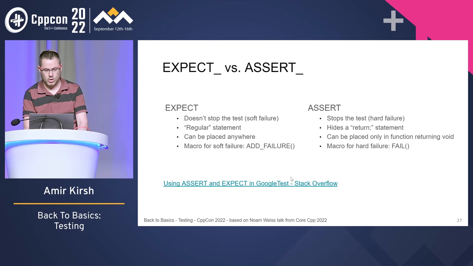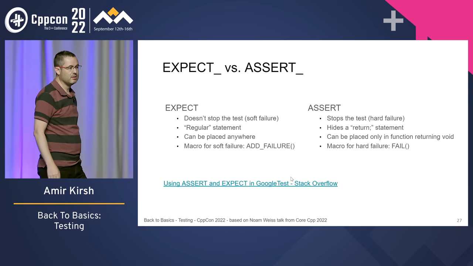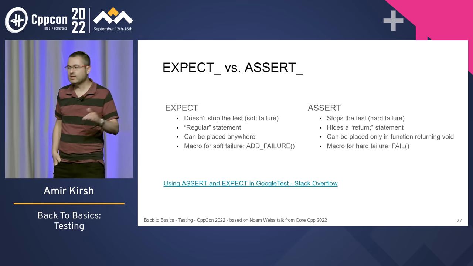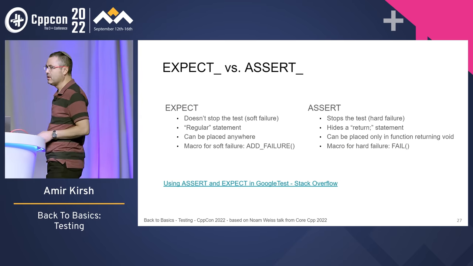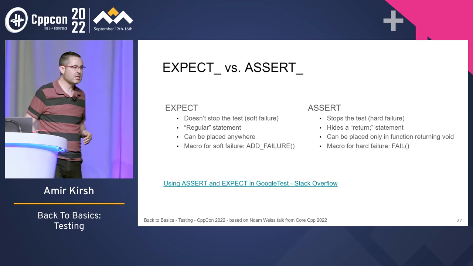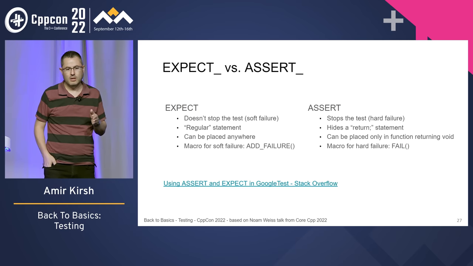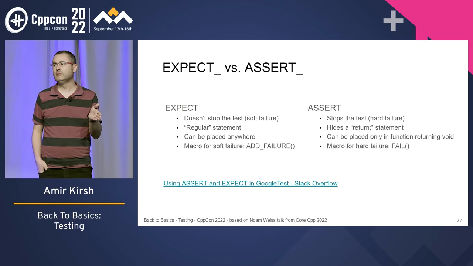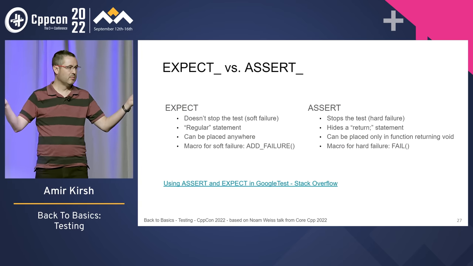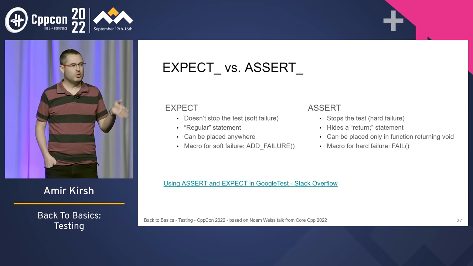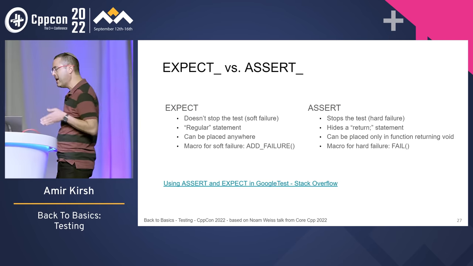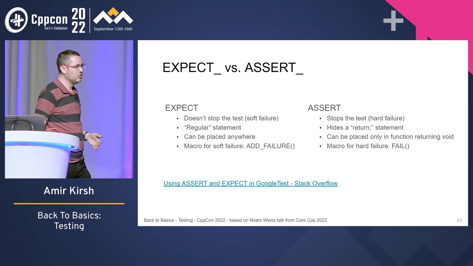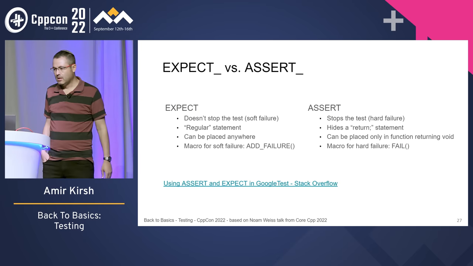OK, there are also asserts. What is the difference between expect and assert? Expect is a soft failure. If expect fails, you continue in the same test to the next one. If assert fails, the test fails, and you do not continue to the next one. Usually, you would use assert if a certain check fails and there isn't any logical reason to continue because the entire thing is wrong. And in many cases, you want to continue because maybe something is wrong, but you can have more information with the next checks, in which case you would use expect.